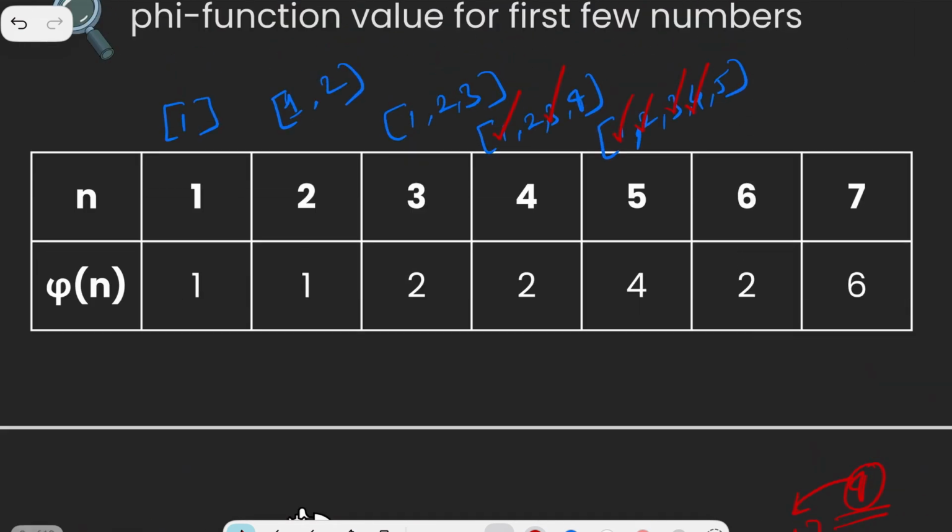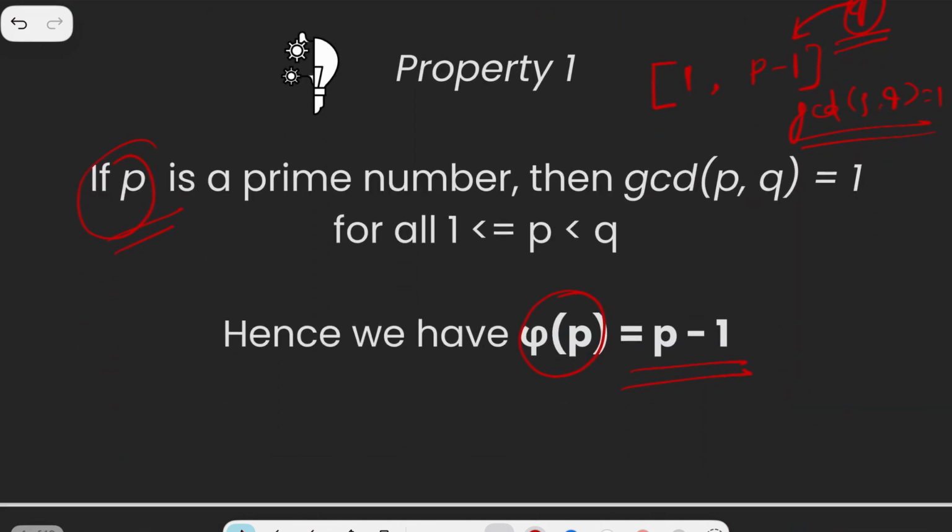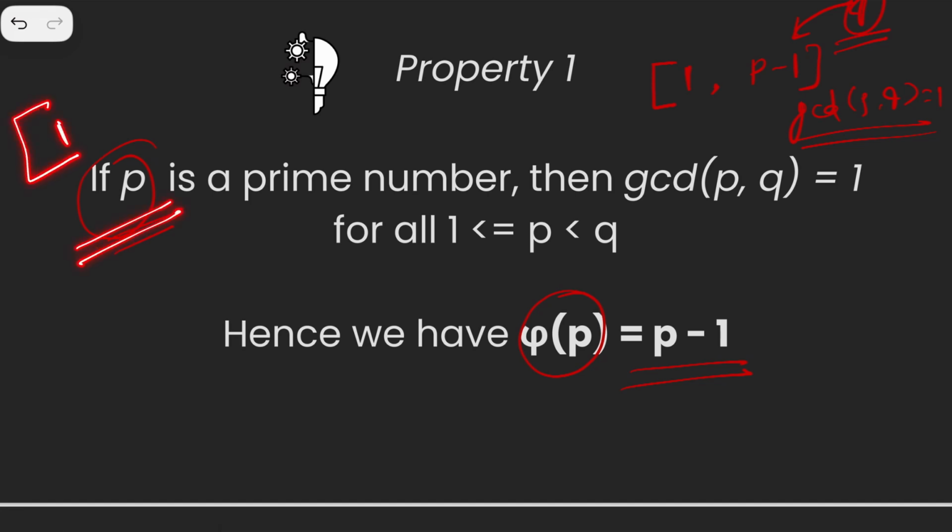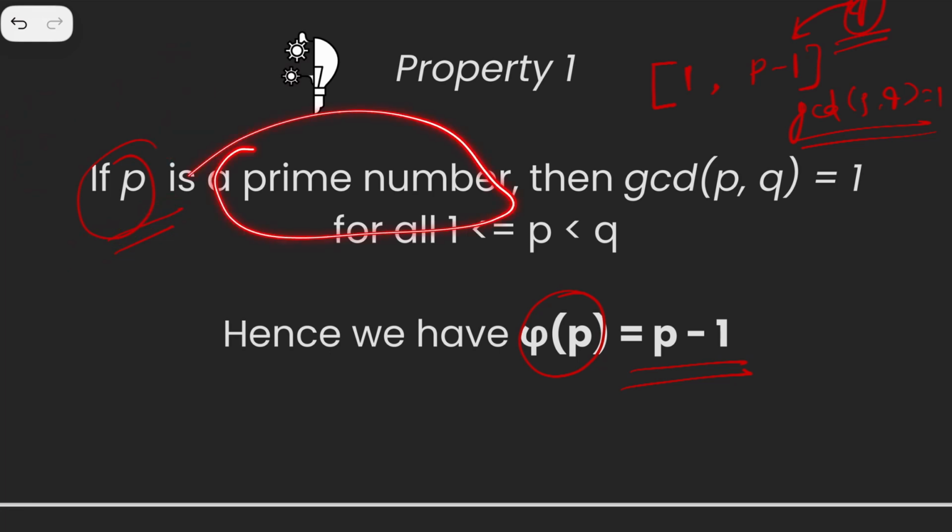Let's go back to our example. See, 2 is a prime number. That's why phi of 2 is 1. 3 is a prime number. So phi of 3 is 2. Again, 5 is a prime number. So phi of 5 is 4. 7 is a prime number. So phi of 7 is 6. This is very simple. I hope this makes sense, right? If P is a prime number, then all the numbers between 1 to P minus 1 are co-prime with P. This directly comes from the definition of a prime number, that no number less than P will divide P.